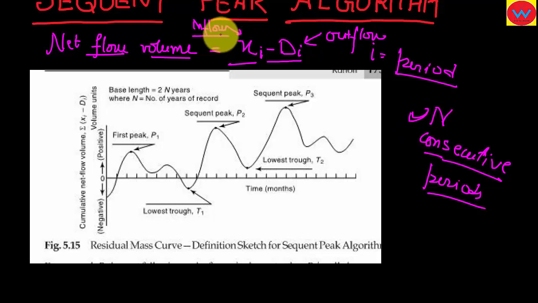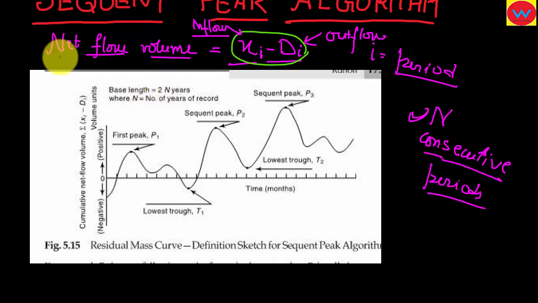So if your inflow is more than your outflow, then there will be an increase in storage, as simple as that. But if your outflow is more than your inflow, the storage will be depleted. So it's quite a simple concept. I think you have understood. Next we look at this graph, at how we calculate the reservoir capacity from the Sequent Peak Algorithm.